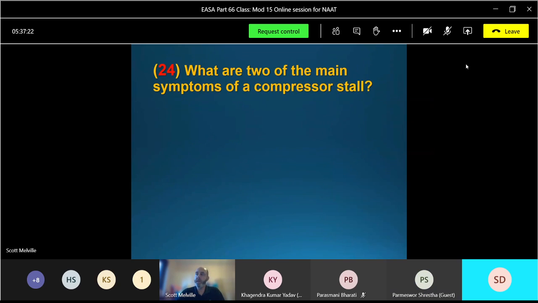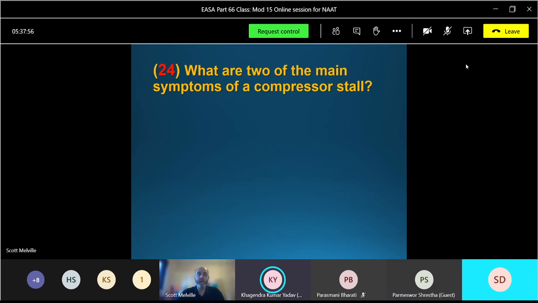What are the 2 main symptoms? Well, there's a few things, there's 3 exactly, but what are the 2 main symptoms of a compressor stall? Rise in temperature. Yeah, rise in EGT. And the sound. Yeah, you get a rumbling sound. What else could we get? There's other things, but yeah, quite a few. Vibration. And anybody remember the last one? A rapid rise in EGT.